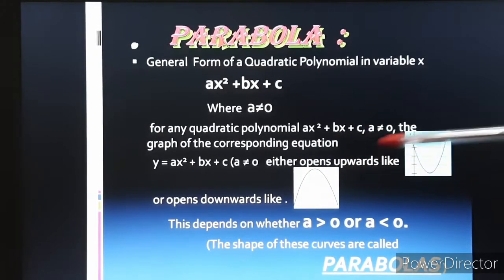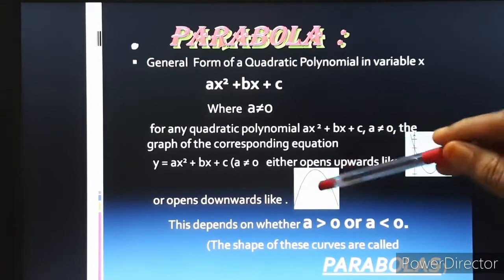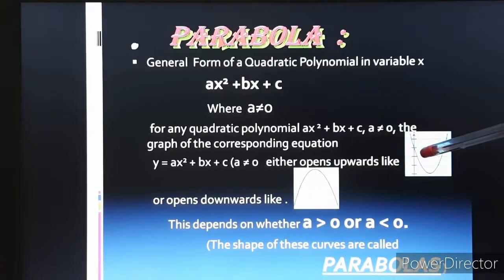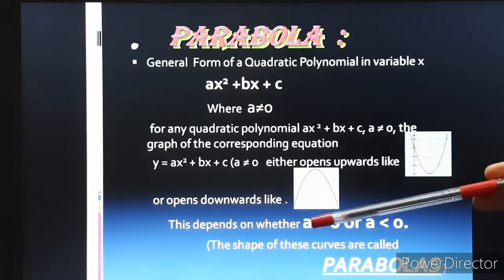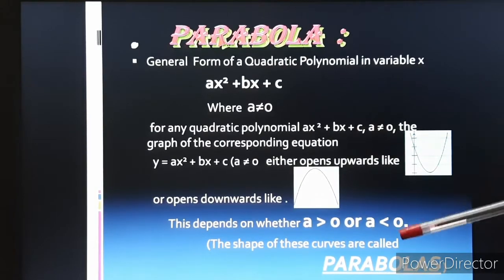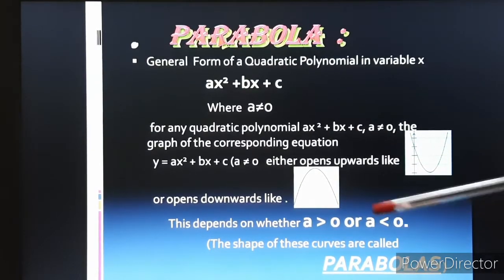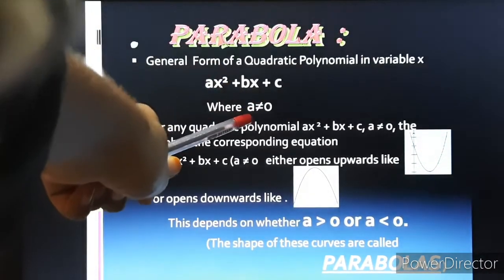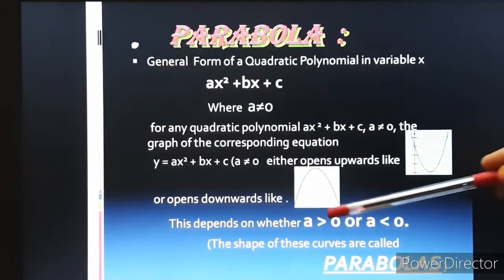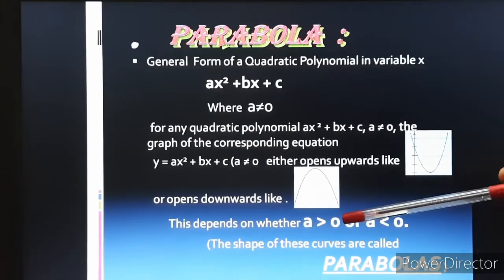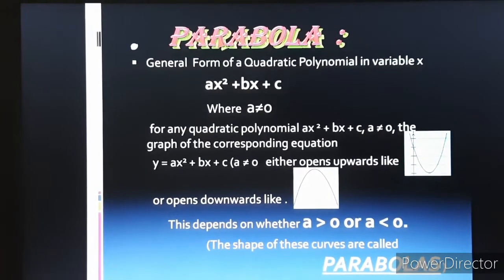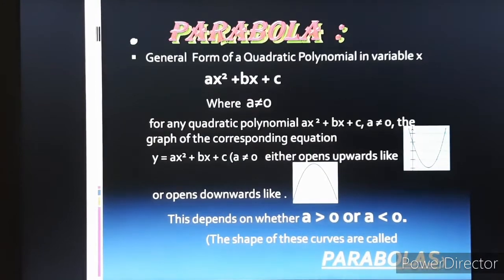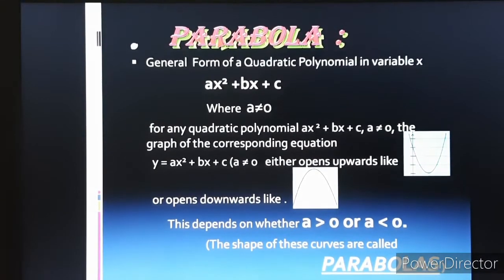These 2 curves are called parabolas. These two parabolas depend upon what? The value of a. Whether it is greater than 0 or less than 0. As we know, it is not equal to 0, so it depends on the value of a: is it greater than 0 or less than 0? Okay. We'll take one example.